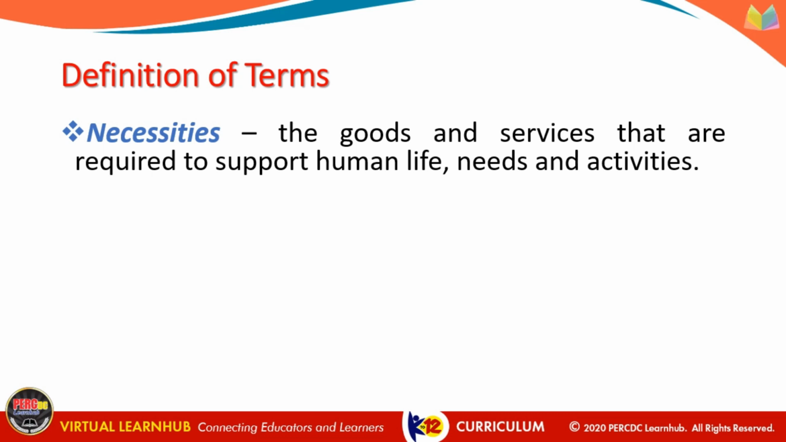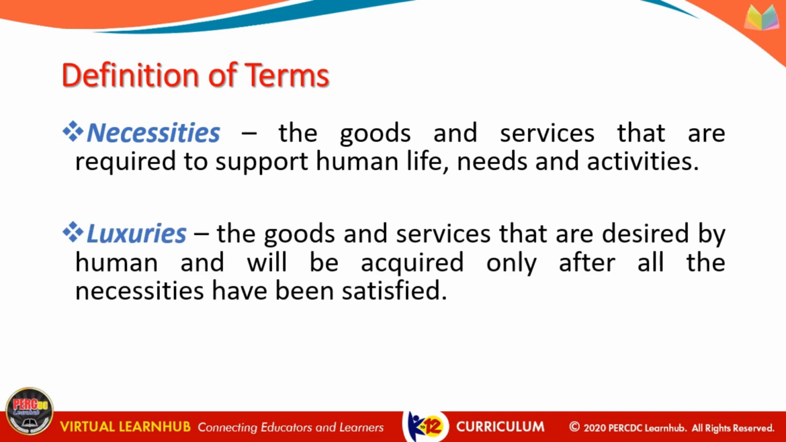Necessities. Necessities are the goods and services that are required to support human life, needs, and activities. These are the things that we need in order to survive. For example, as humans, we need food, shelter, and clothing. Next, luxuries. The goods and services that are desired by the human and will be acquired only after all the necessities have been satisfied. These are the things that we want but we don't actually really need in order to survive. For example, a sports car. We don't actually need a sports car, especially if we are not a professional race car driver.